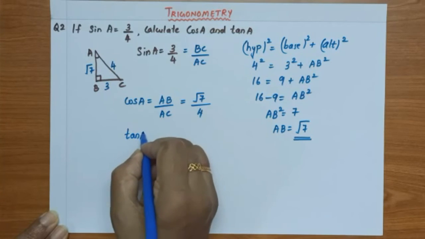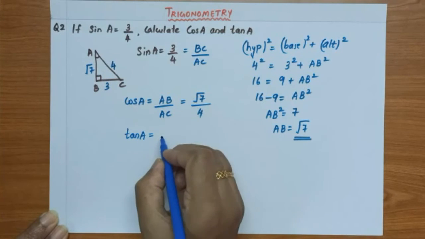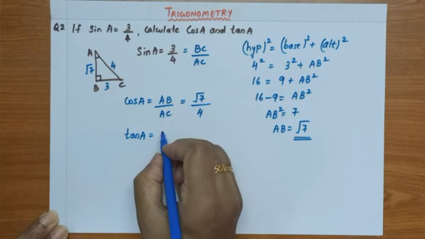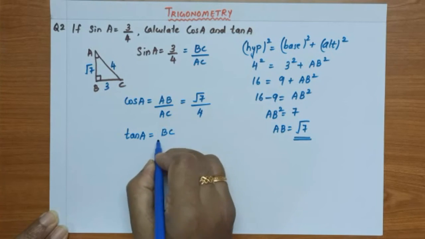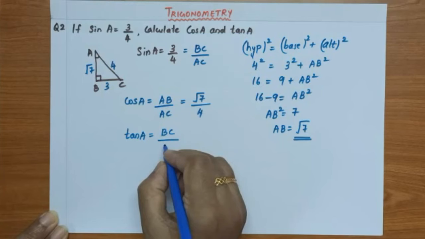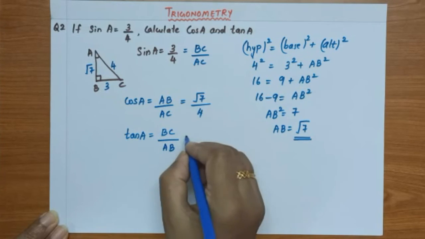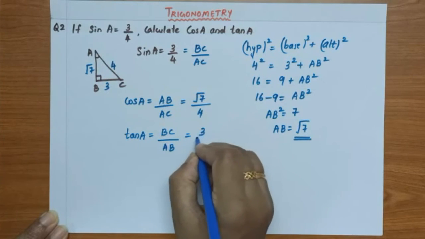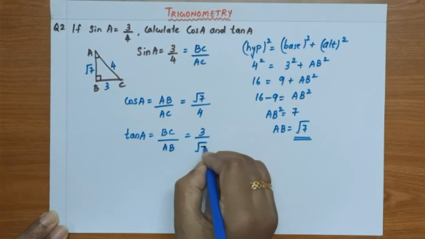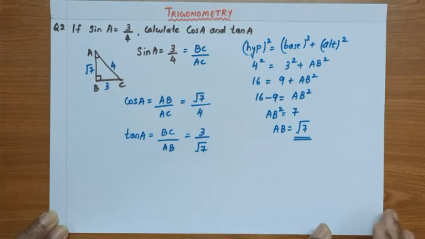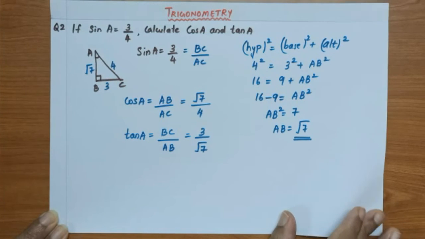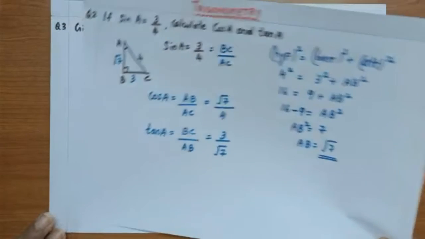Now tan A. Tan A equal to opposite side by adjacent side. So opposite side of angle A, it is BC by adjacent side, that is AB. So it is 3 by square root of 7. So cos A equal to square root of 7 by 4 and tan A equal to 3 by root 7.